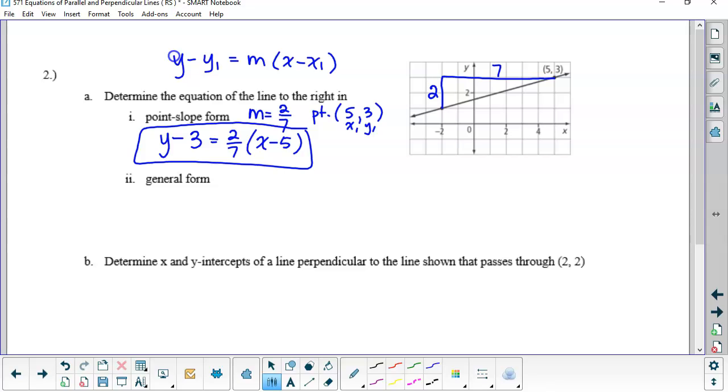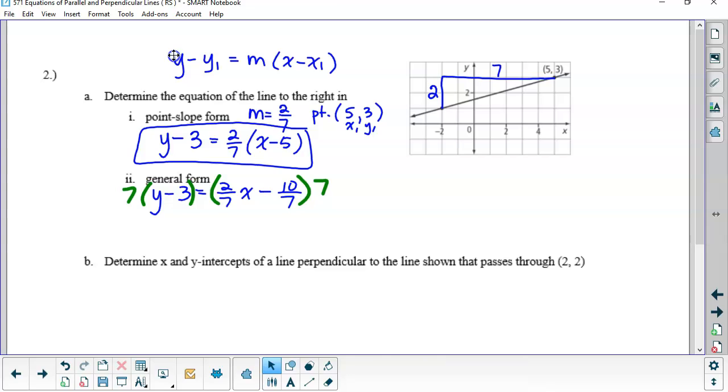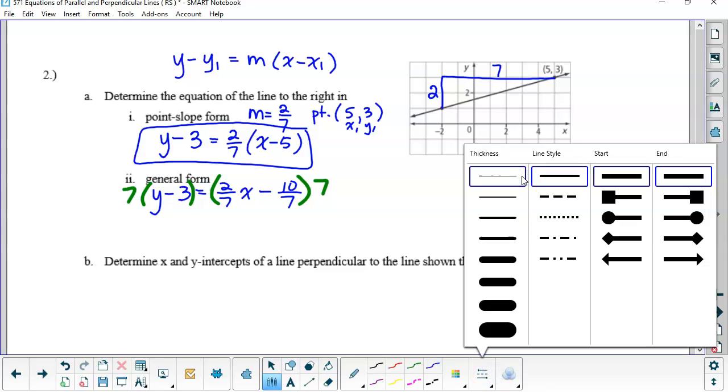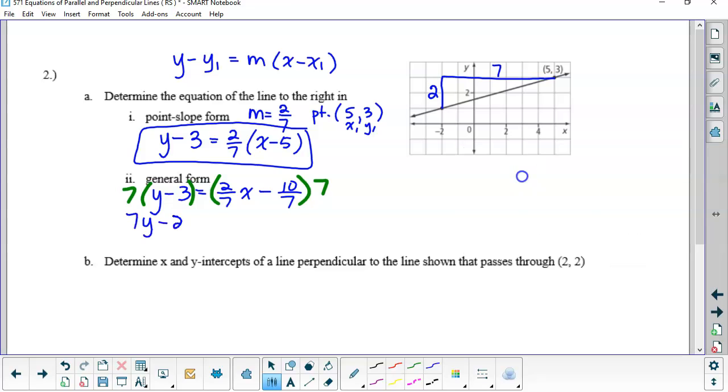General form, remember, is everything on one side, no fractions, and x term being positive. So, and no brackets either, right? So I'm going to first expand the brackets. Then I'm going to multiply to get rid of the denominator of 7. So I'm going to multiply both sides by 7. So I get 7y minus 21 equals 2x minus 10.